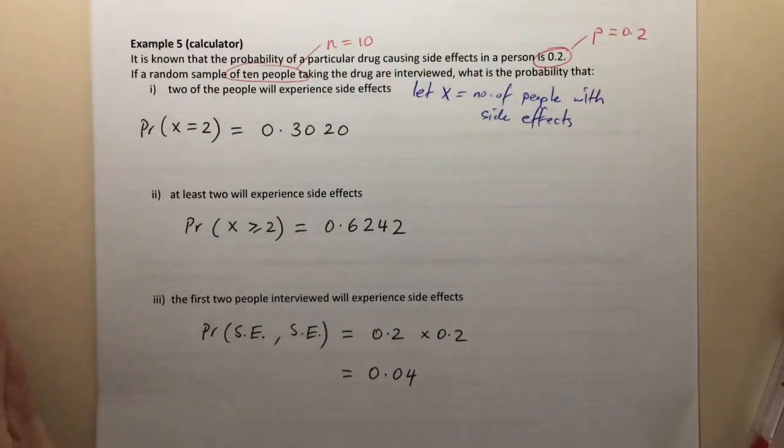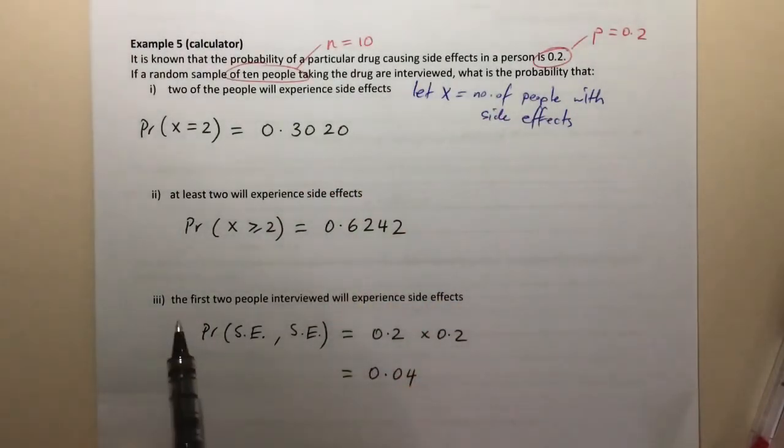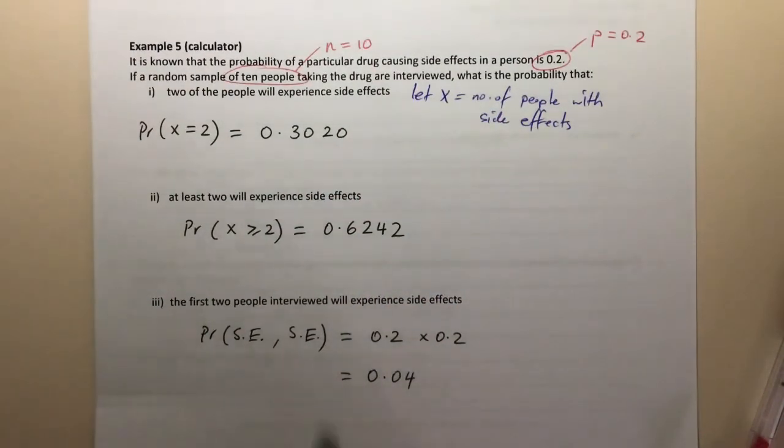Sometimes a question will almost lead you down the path of binomial calculations on your CAS, but then there'll be a question where it's more specific or about things happening in a particular order, where you can actually use a different method and sometimes an easier method to get to the answer.